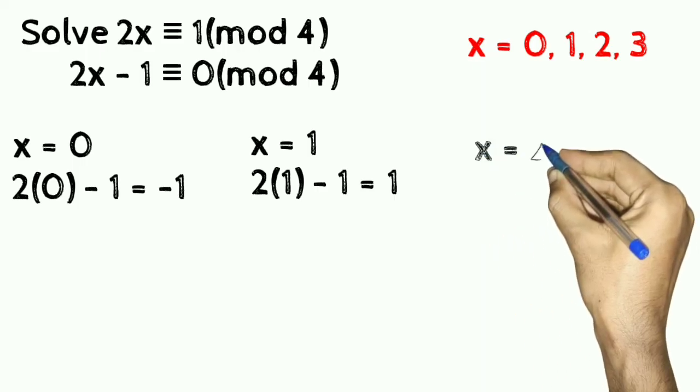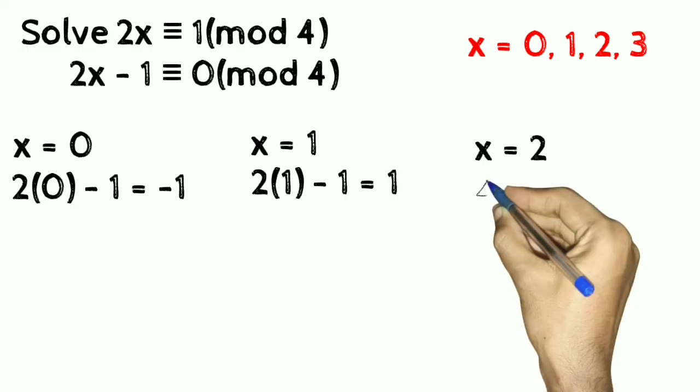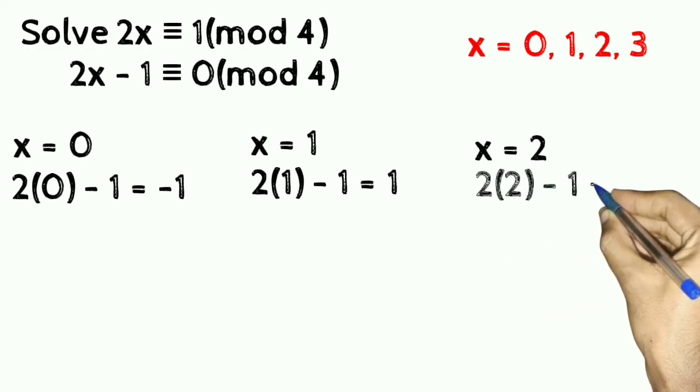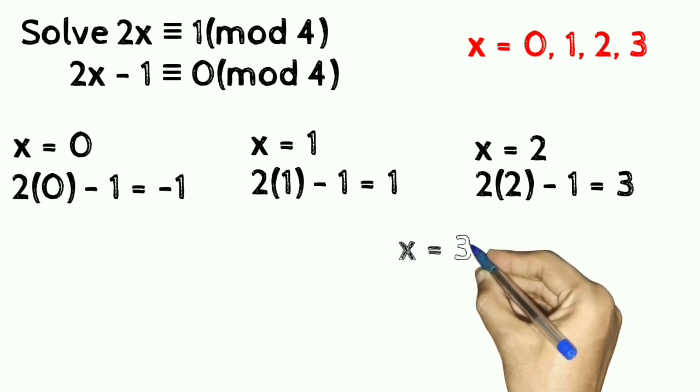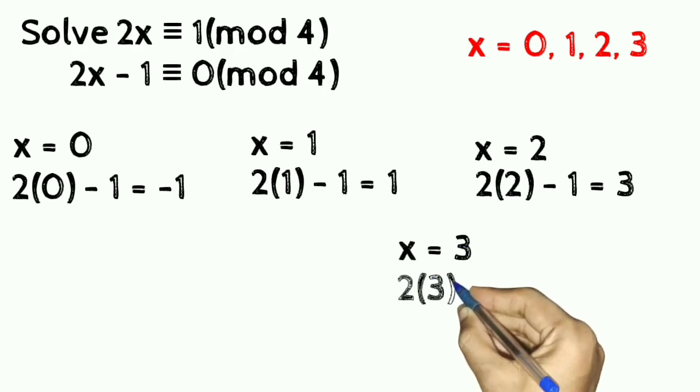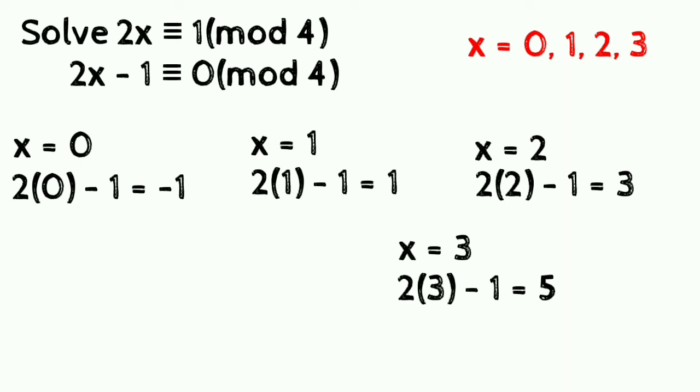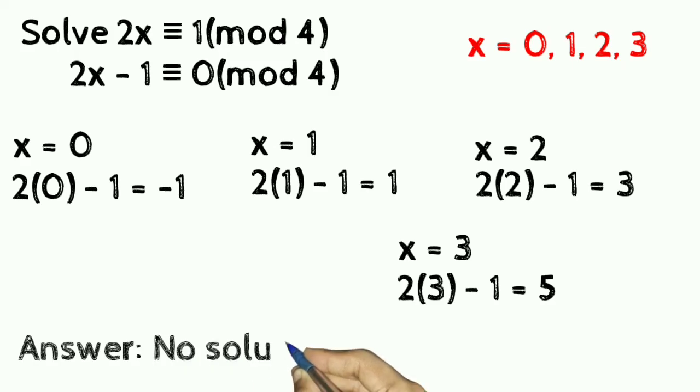Next, x is equal to 2. 2 times 2 minus 1 is equal to 3. 3 is not divisible by 4. Therefore, x is equal to 2 is not a solution. Next, x is equal to 3. 2 times 3 minus 1 is equal to 5. 5 is not divisible by 4. Therefore, x is equal to 3 is not a solution. Hence, the problem has no solution. Your answer should be no solution.